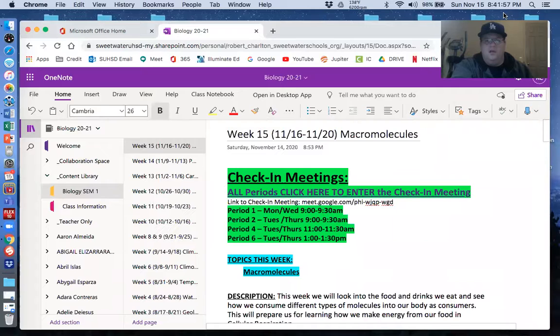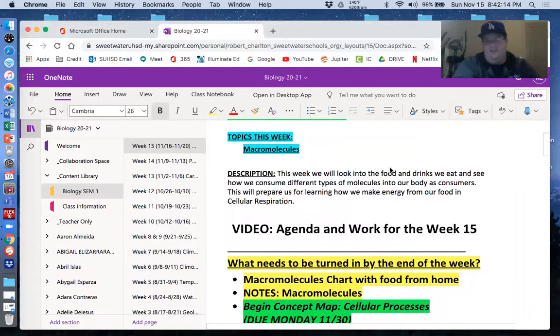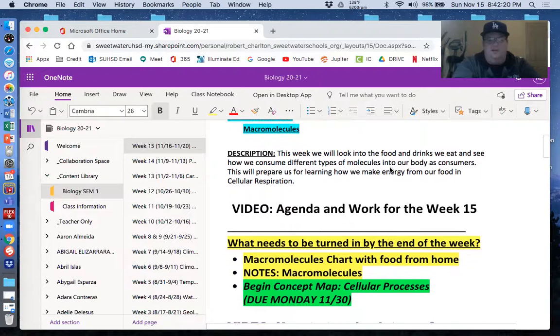So we're in week 15. We're going to be talking about macromolecules. Macro meaning big, and then obviously a molecule are these little structures made out of atoms that do all sorts of things in your body. And so before I get into how your body makes energy, you need to understand a little bit about macromolecules and the major ones that are involved in most of your body processes.